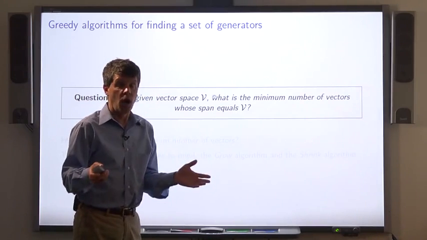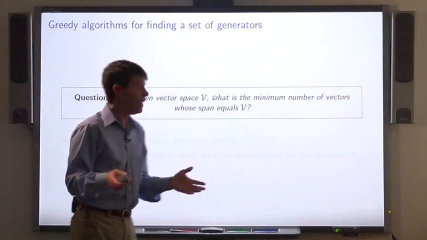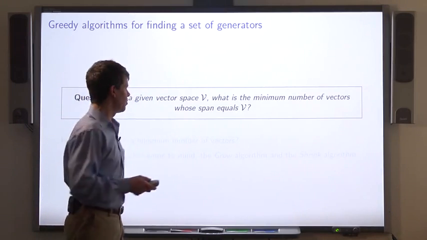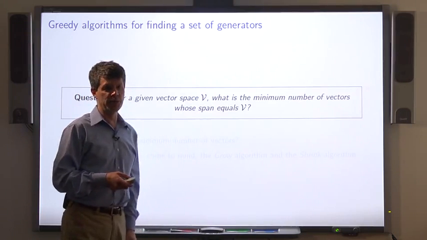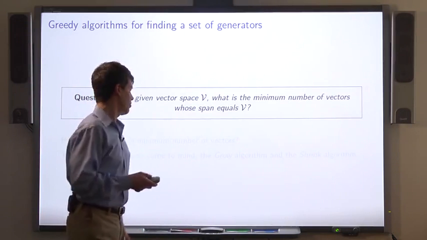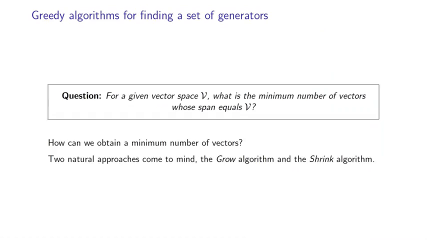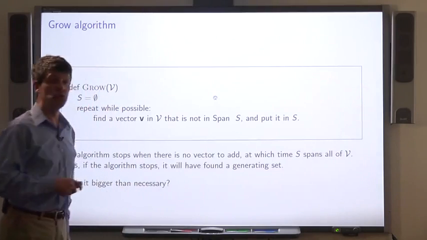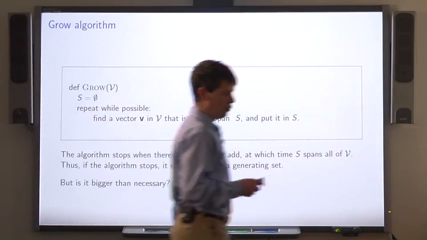So the first question that we're going to study is, for a given vector space, what is the minimum number of vectors whose span equals that vector space? What's the minimum size of a set of generators? Now, there are two natural algorithmic strategies that you might try to find a minimum size set of generators. Here's one. I call it the grow algorithm.